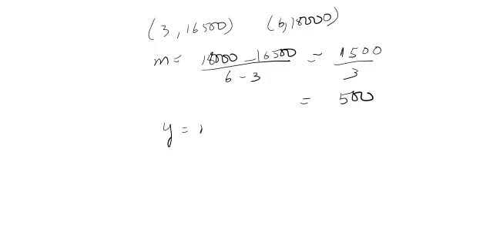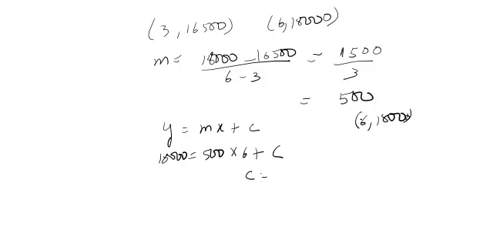Then do Y is equal to mx plus c. M is 500. We need to find C, so we will choose a point. I think it's easier to choose 18,000. So you have 18,000 is equal to 500 times 6 plus C. So C will be 18,000 take away 500 times 6, so 5 6s are 30, which gives 3,000. So C is 15,000. That's my value for C.